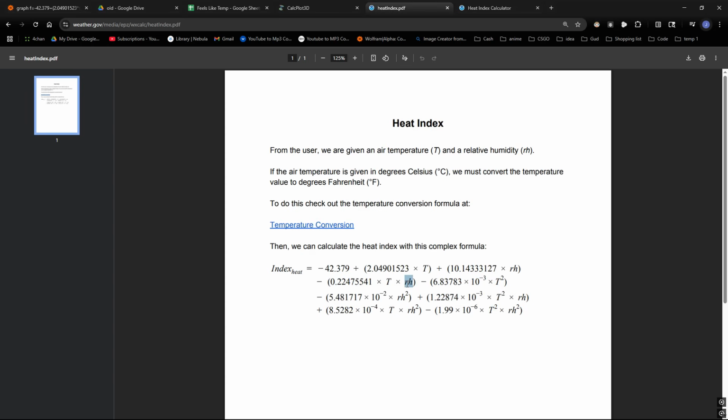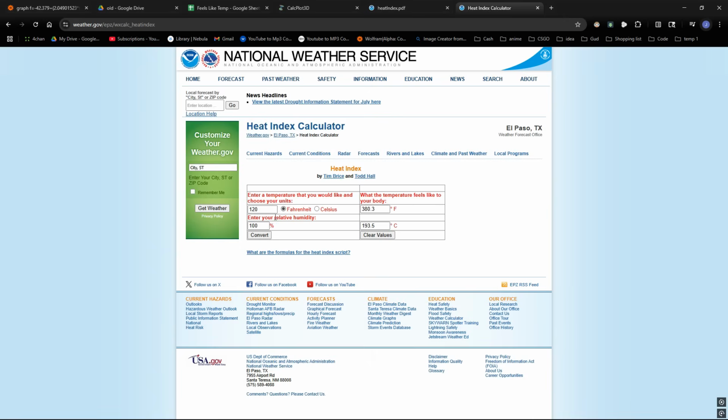You can see it's based on humidity. Obviously, the more humid, the hotter it feels. And the higher the temperature, the hotter it feels. Nothing surprising there. And I am surprised that they just give you the formula of what they use. It does result in a couple of weird things. This formula is already entered in this calculator, so you can just test it.